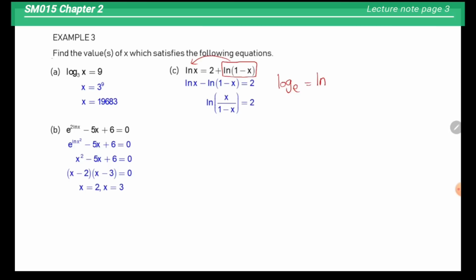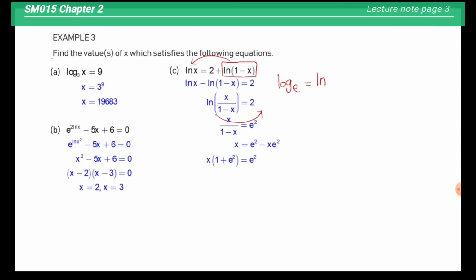So the base that we have here is actually e. The exponent here we can bring to be the base for the index form on the right hand side. So we have x over 1 minus x is equal to e squared. You may rearrange it like this. 1 minus x we can bring to the right hand side. So x equal to e squared minus x e squared.